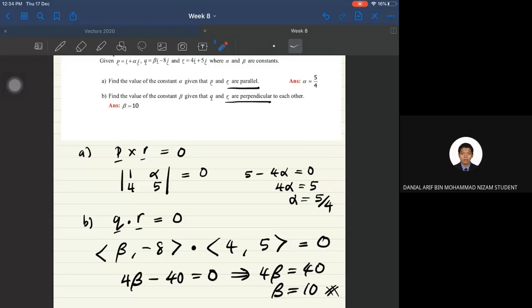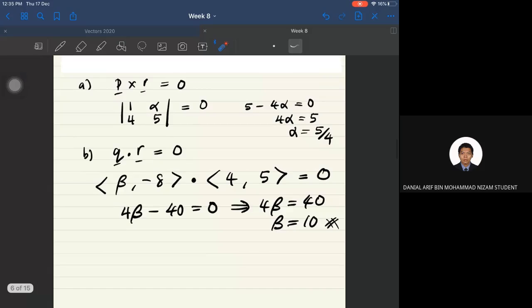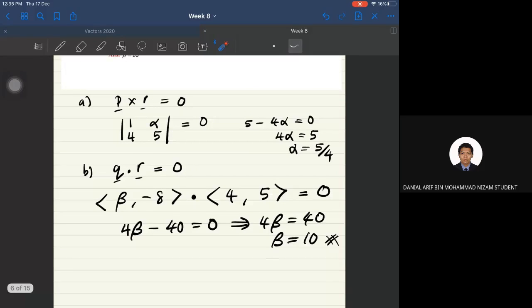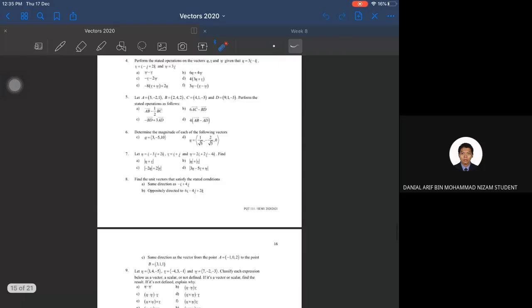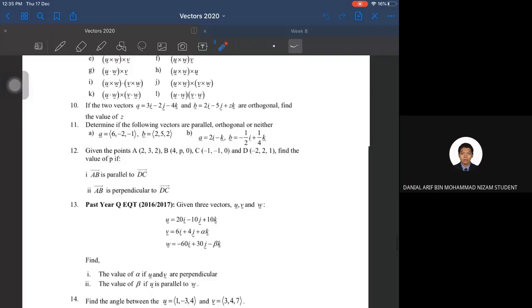Saya nak awak tengok nota awak tu, cuba tengok exercise tu yang nombor 13. Cuba buat sekejap. Sebab tu soalan pasir tu. Pasir EQT 101, EQT 101 dan PQT 111 adalah mat 1. Cuma EQT untuk engineering. Okay. Cuba buat soalan ni. Korang ada nota kan? Saya minta soalan nombor 13 ni buat.